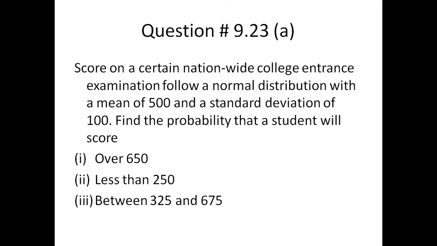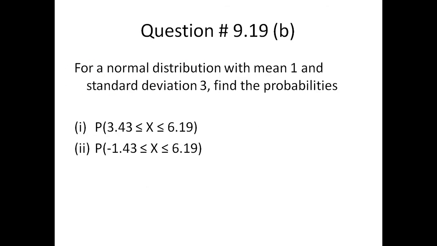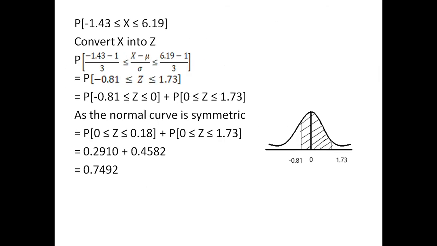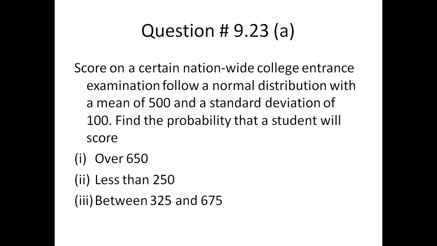So again we have another question. You will get the questions in both forms, this form and also the word problem form. Let's see what this says. The scores on a certain nationwide college entrance examination follow a normal distribution with a mean of 500 and a standard deviation of 100.